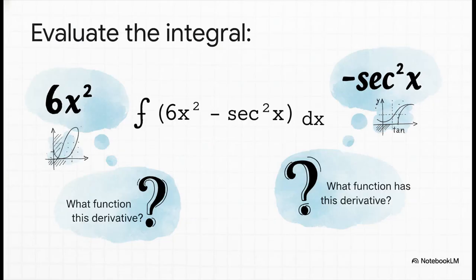Okay, example A. Let's evaluate the integral of 6x squared minus secant squared x. Now, don't let it intimidate you. We can just take it piece by piece. First, what gives us a derivative of 6x squared? And second, what gives us a derivative of secant squared?